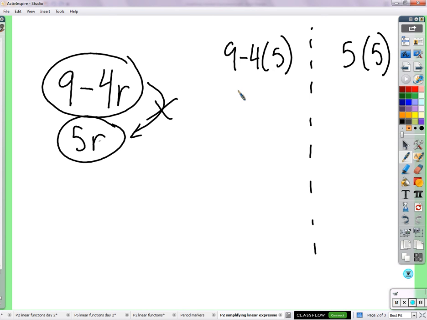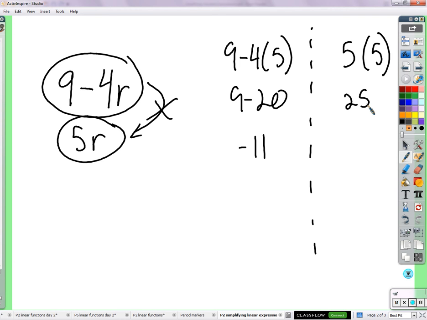Okay? So this is 9 minus 20. We get negative 11. And here, 5 times 5 is 25. They should both give us the same thing. They can't give us two different things. Right? So we can see that they don't do the same thing. Equivalent expressions should do the same thing to whatever number you throw at them both.